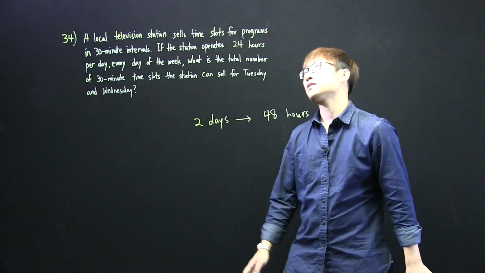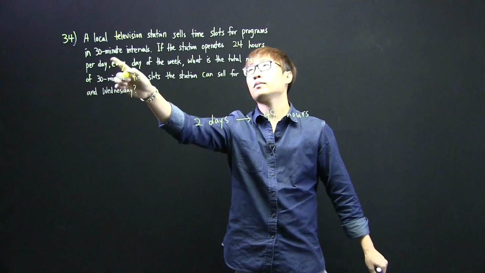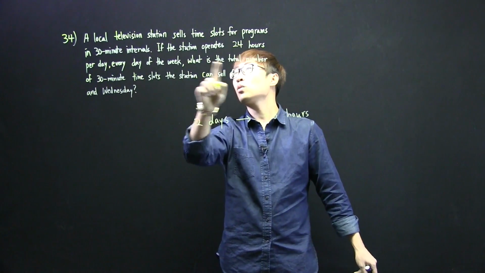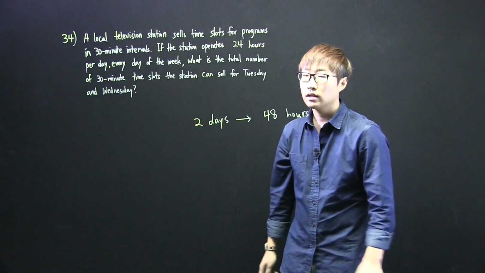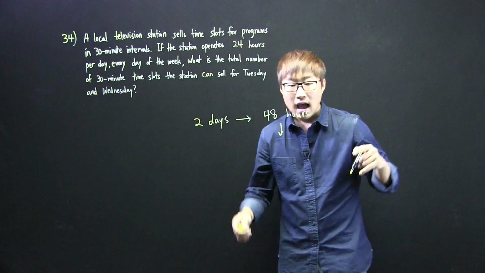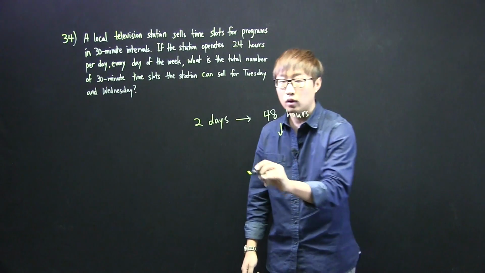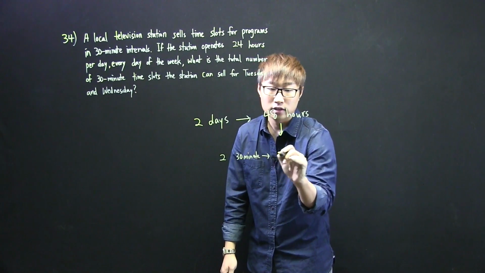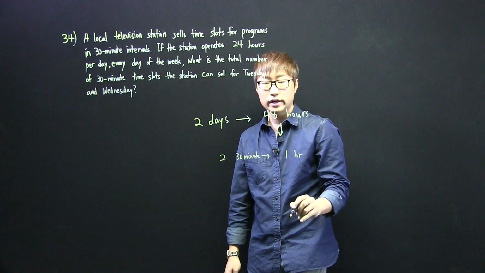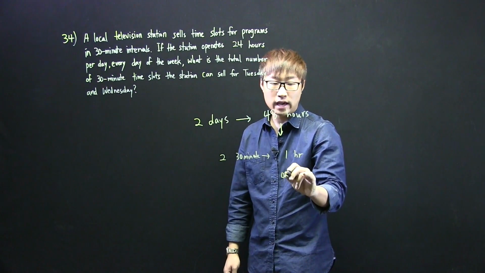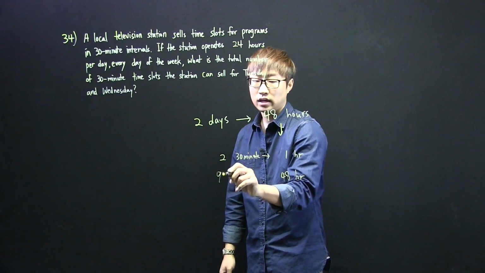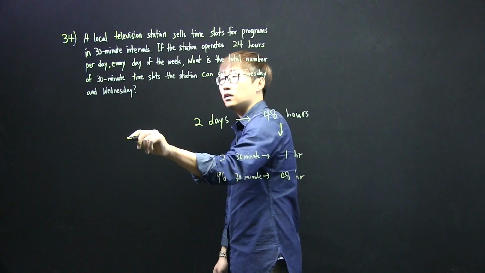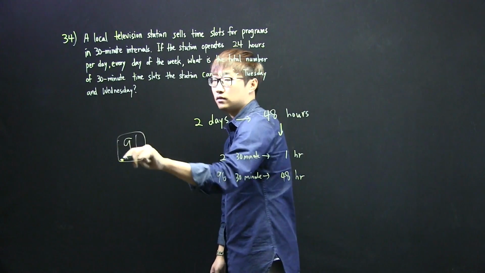And the television station can sell 30-minute time intervals, right? So what is the total number of 30-minute time slots the station can sell? In 48 hours, how many 30 minutes can fill? Well, every two 30-minute intervals is 1 hour, right? So if it's 48 hours, we can fill 96 30-minute intervals. So what's my answer? 96. Super simple question, right?